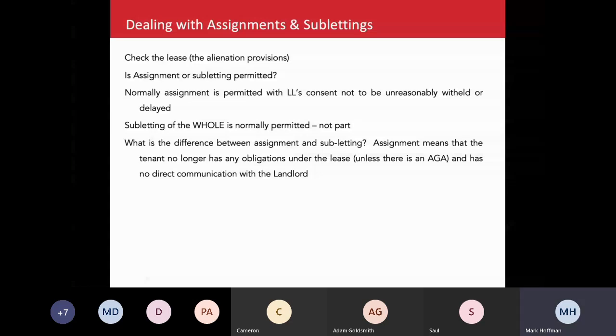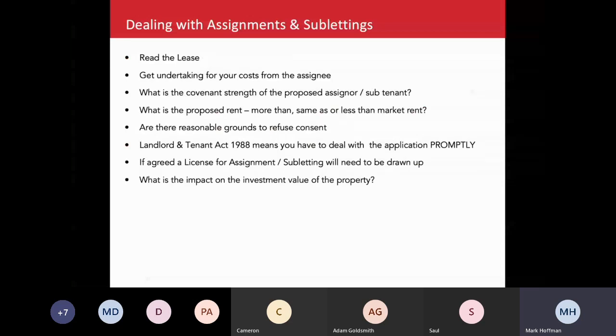So, to summarize, dealing with assignments and sublettings. Process: read the lease. Get an undertaking for your costs from the assignee. What is the covenant strength of the proposed assignor or subtenant? We touched upon this a little earlier. There will be grounds for landlords to refuse consent for the assignment of the property or the subletting based on the proposed covenant strength or even the proposed use of the subject property.